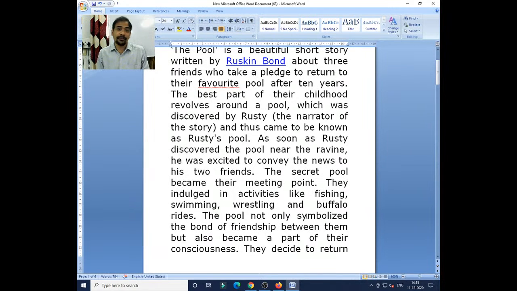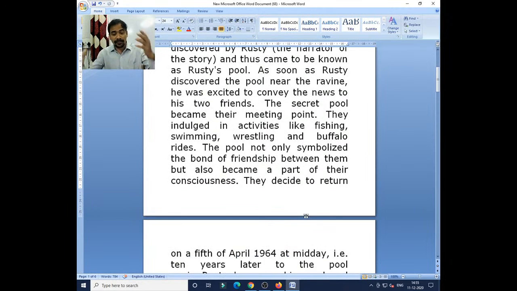Where? In the pool. The pool not only symbolized the bond of friendship between them, but also became a part of their consciousness. Because we can't easily erase some beautiful memories which we have passed in our life. If you have some beautiful memories in your life, you can't easily erase them from your mind, because you always remember them. And the pool especially they are not able to forget, because it symbolizes the bond of friendship between them. It becomes a part of their consciousness.